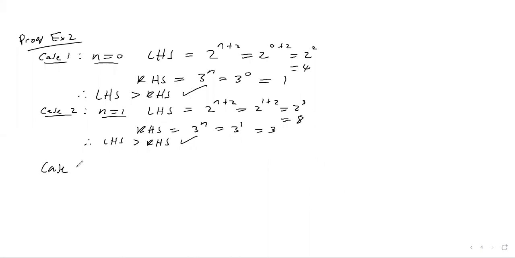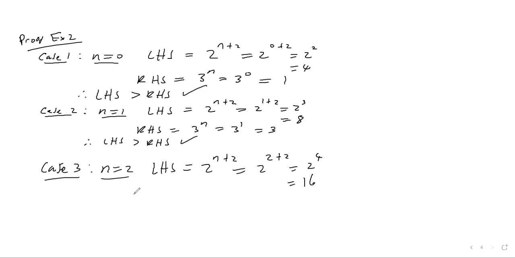So case number 3, and that's when n equals 2. So the left-hand side when n is 2, again, that's going to be 2 to the power of n plus 2. But n is 2, so we get 2 to the power of 2 plus 2, which equals 2 to the power of 4. And that's going to be the number 16. And then the right-hand side, that's going to be 3 to the power of n, but that's just 3 to the power of 2, which is 9. So again, the left-hand side is a bigger number than the right-hand side. And so we prove the result for that case there.